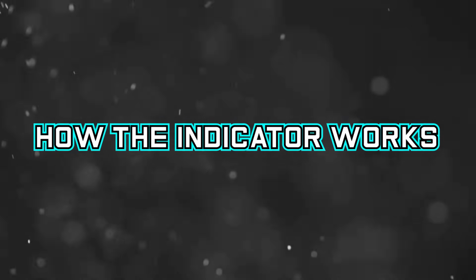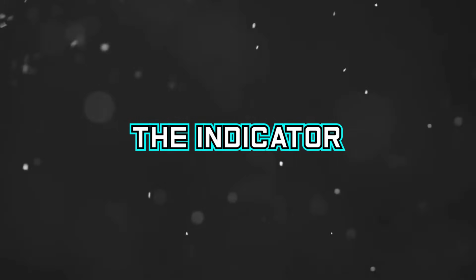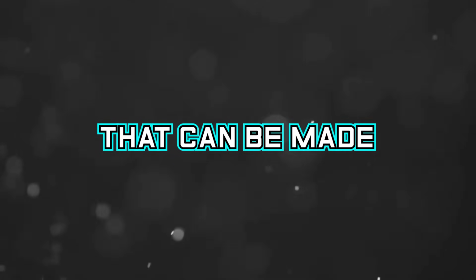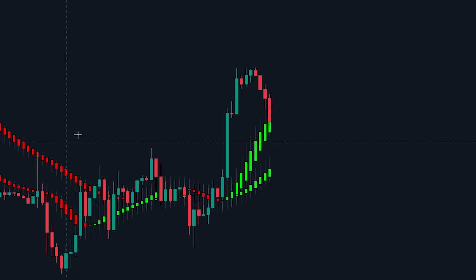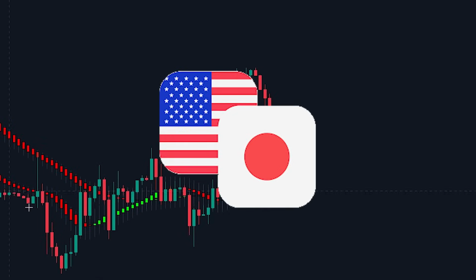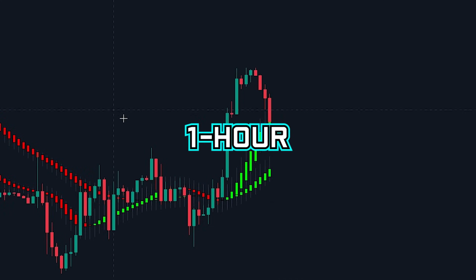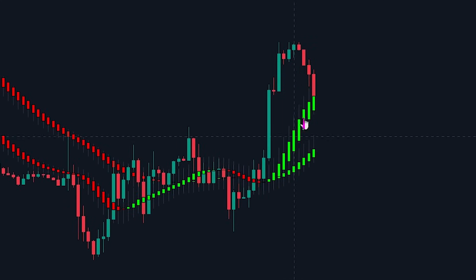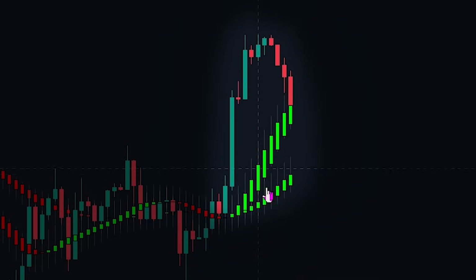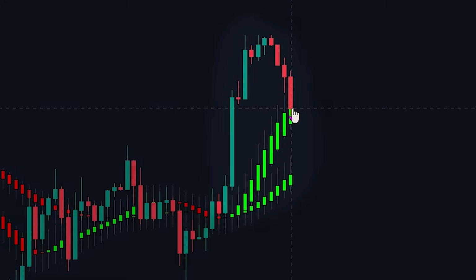Now that we know how the indicator works and how we can read the indicator, let's take a look at different entries that can be made with the indicator. We are currently looking at USD JPY on the 1-hour time frame. We can see that both the long and short-term smooth candlesticks are green. Along with this, we can see that the price is trading above both of the indicators.